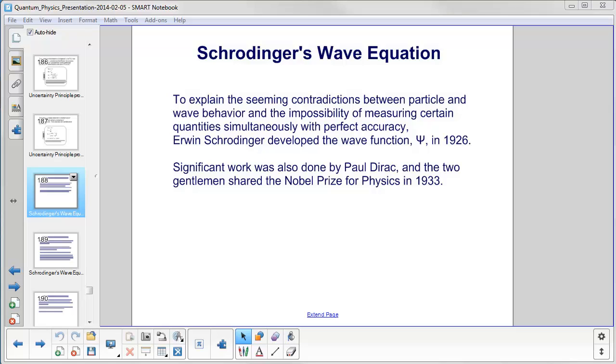To explain the seeming contradictions between particle and wave behavior, and also the impossibility of measuring certain quantities simultaneously with perfect accuracy, and that of course was the Heisenberg uncertainty principle, Erwin Schrodinger developed the wave function, which is the Greek letter psi, in 1926. Significant work was also done by Paul Dirac, and the two gentlemen shared the Nobel Prize for Physics in 1933.